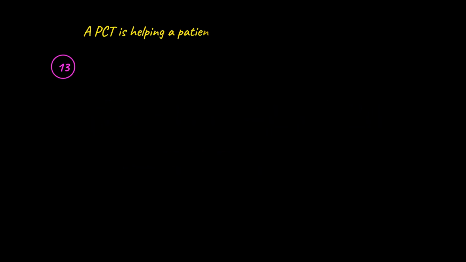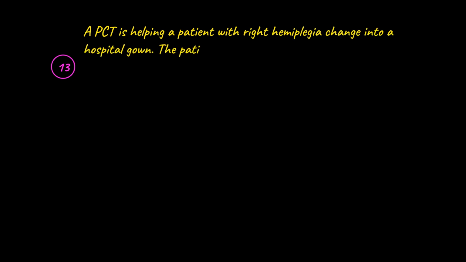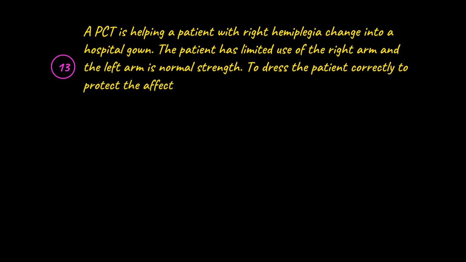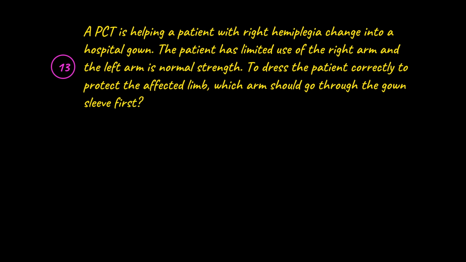Question 13. A PCT is helping a patient with right hemiplegia change into a hospital gown. The patient has limited use of the right arm and the left arm is normal strength. To dress the patient correctly to protect the affected limb, which arm should go through the gown sleeve first?